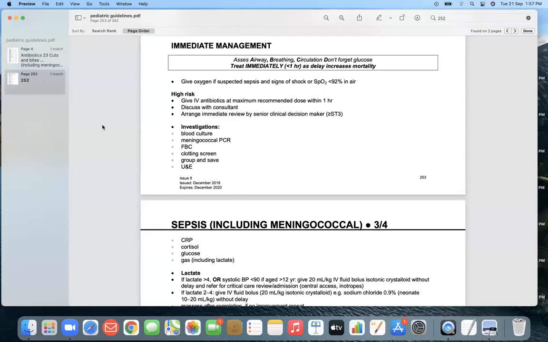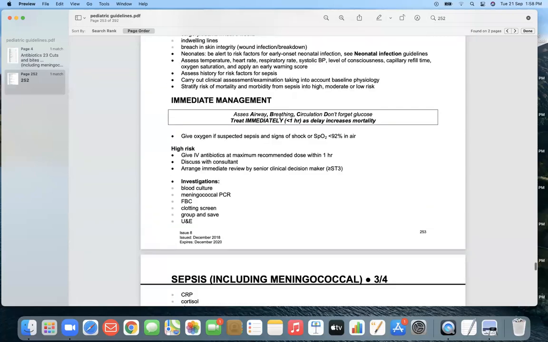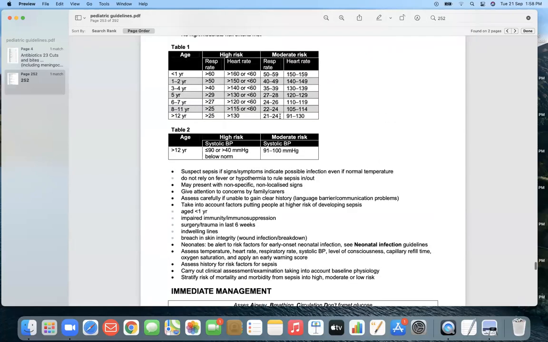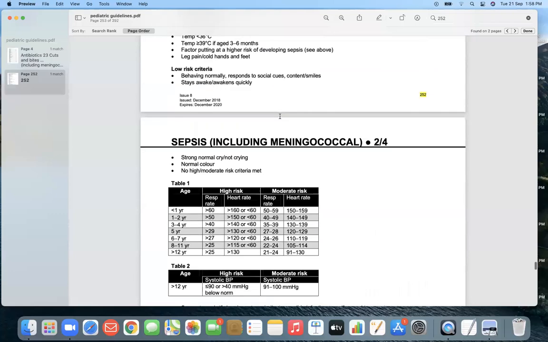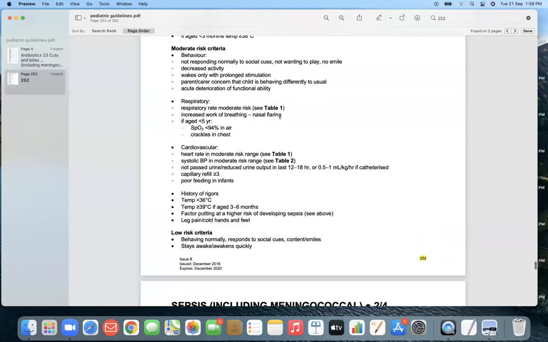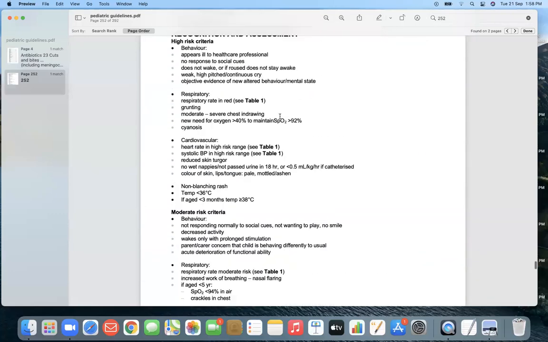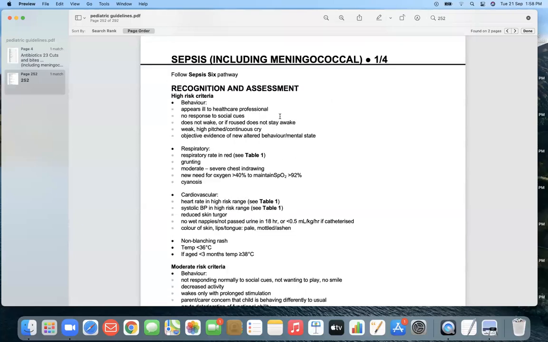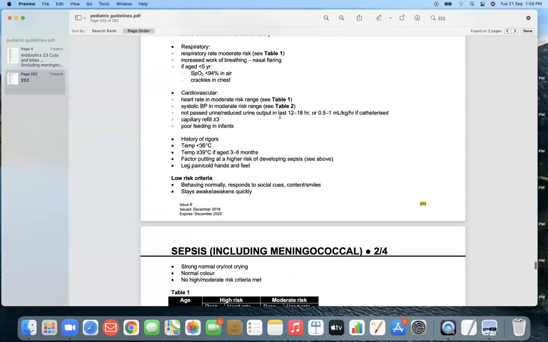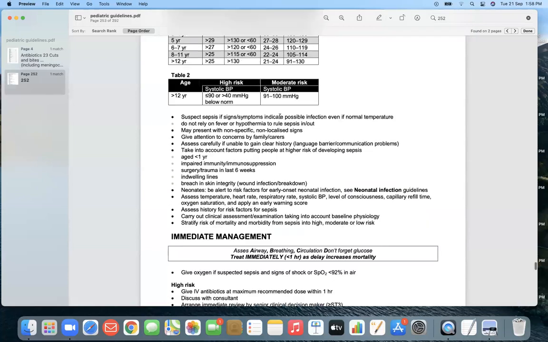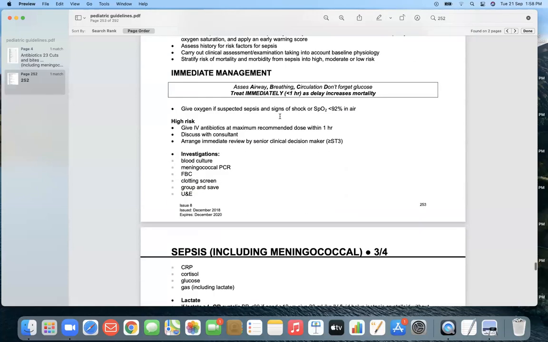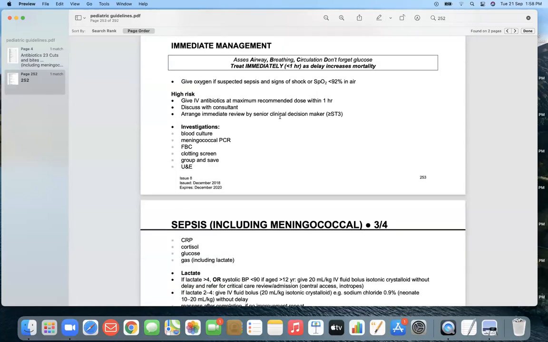So when you suspect meningococcemia and it is sepsis, what is the immediate management? Okay, we'll just go through the management. There are other criteria, like when do you suspect, low risk criteria, moderate risk criteria, and high risk criteria. All those things we can read by ourselves. This is 4 pages on sepsis. We'll just go through the investigation and management, which will be the most important thing asked.